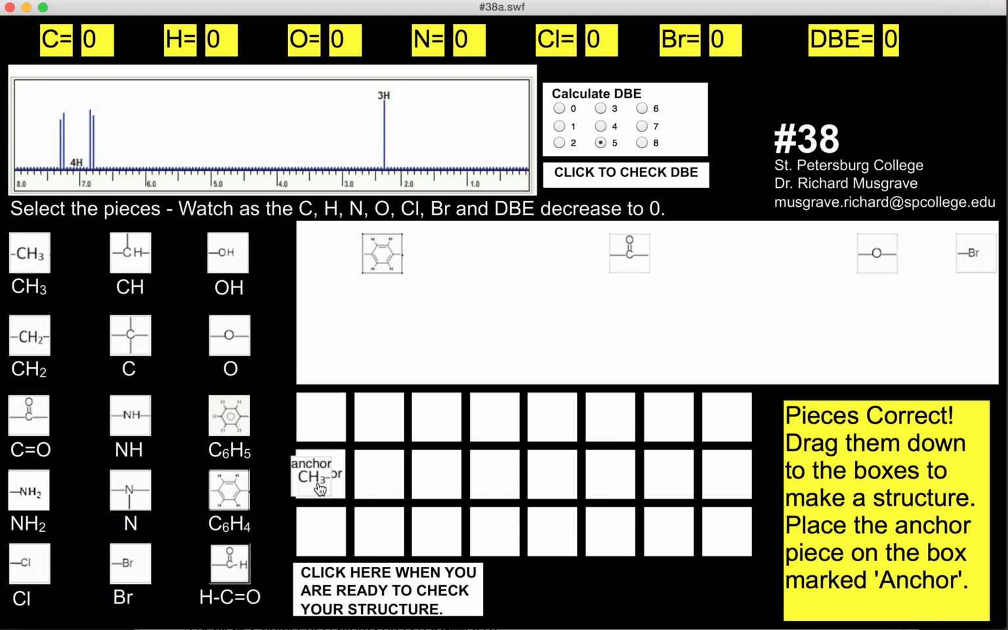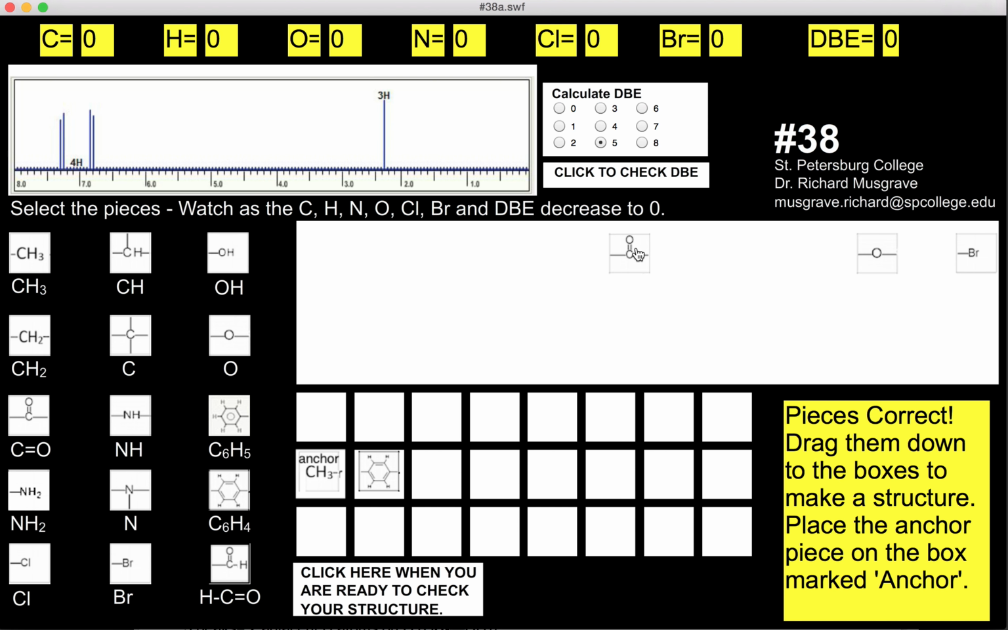The CH3 will go here, and you can see it's a single peak, which would indicate that it's next to something that doesn't have any hydrogens on it, and that could be the aromatic ring. Remember that the CH3 doesn't see these hydrogens here on the aromatic ring because they're too far away. It only sees hydrogens on adjacent carbon atoms.